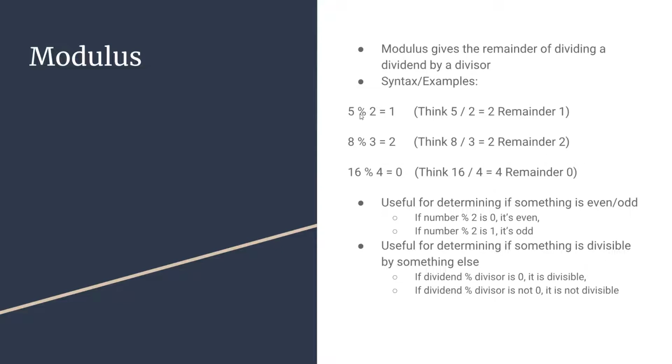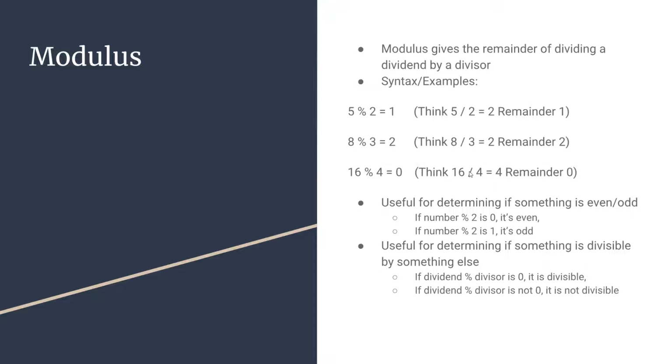So modulus uses a percent sign, and we say 5 % 2, meaning 5 mod 2 equals 1. And we know that because 5 divided by 2 is 2 with a remainder of 1. Other examples: 8 mod 3 is 2 because 8 divided by 3 is 2 with a remainder of 2. And then 16 mod 4 is 0 because 16 over 4 is 4, and there is no remainder because 16 is divisible by 4, therefore it is 0.